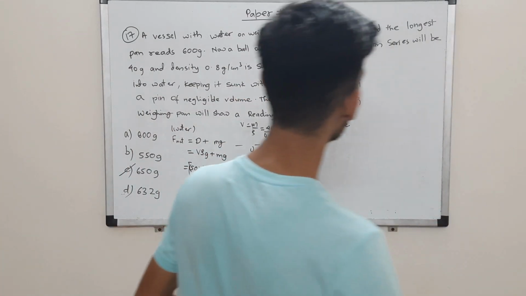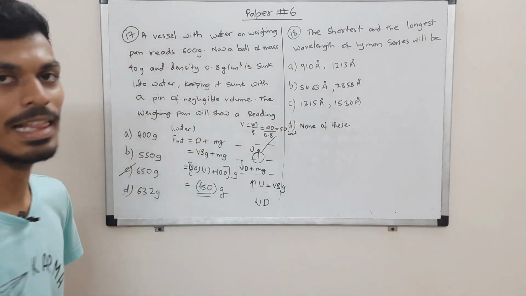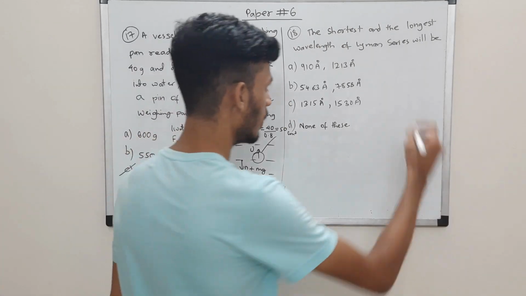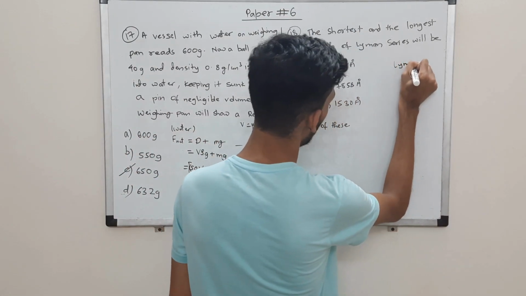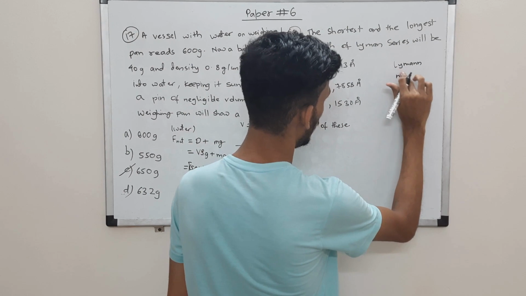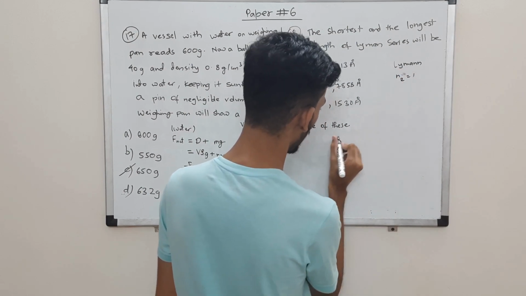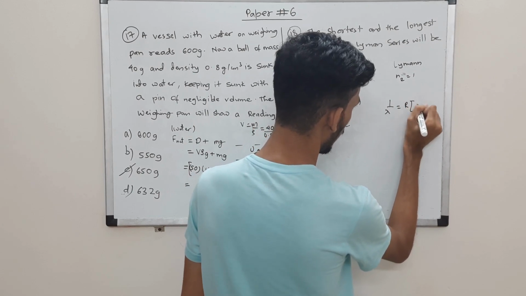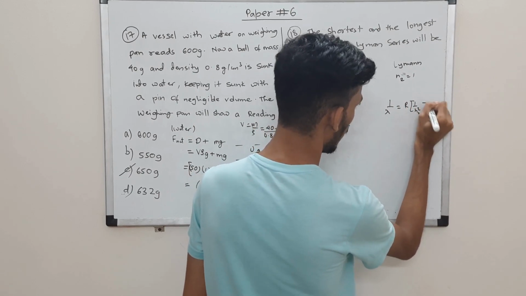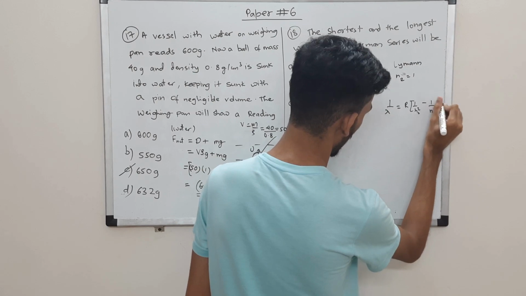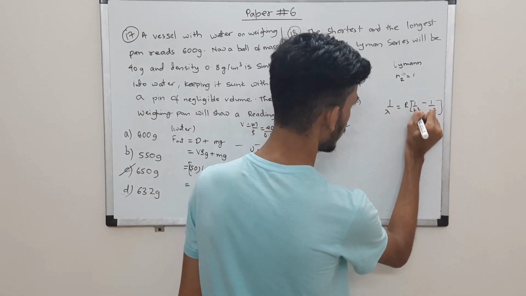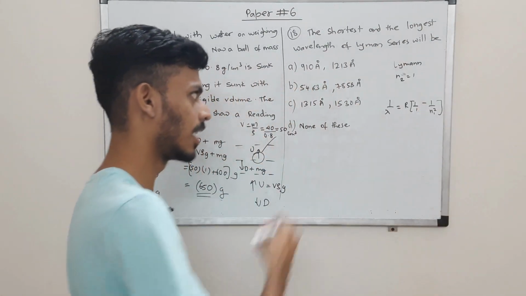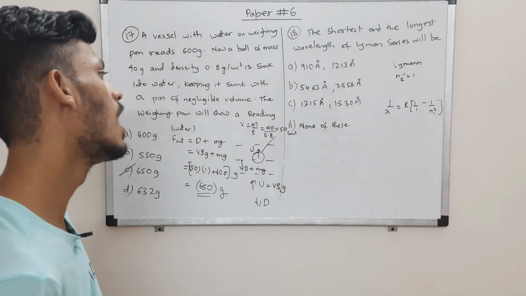Here we are supposed to tell the shortest and the longest wavelength for the Lyman series. Now in the Lyman series, everything will come down to 1, right? So n2 will be 1. If you know the Rydberg formula, 1 upon lambda is given as R into 1 over n2 squared minus 1 over n1 squared. So n2 is 1 throughout the Lyman series. Finally the transition comes down to 1 in case of Lyman series.